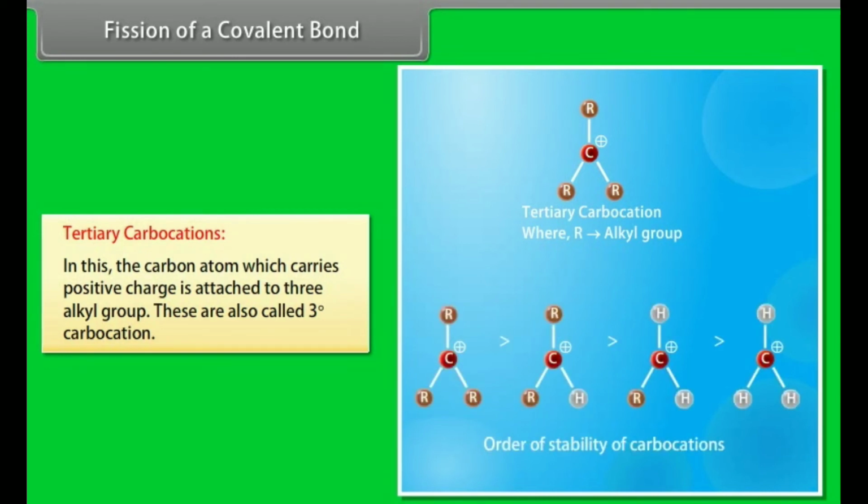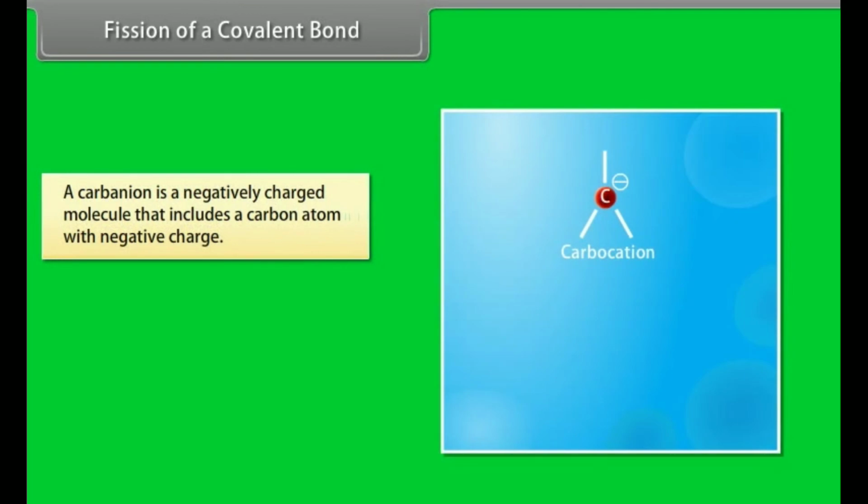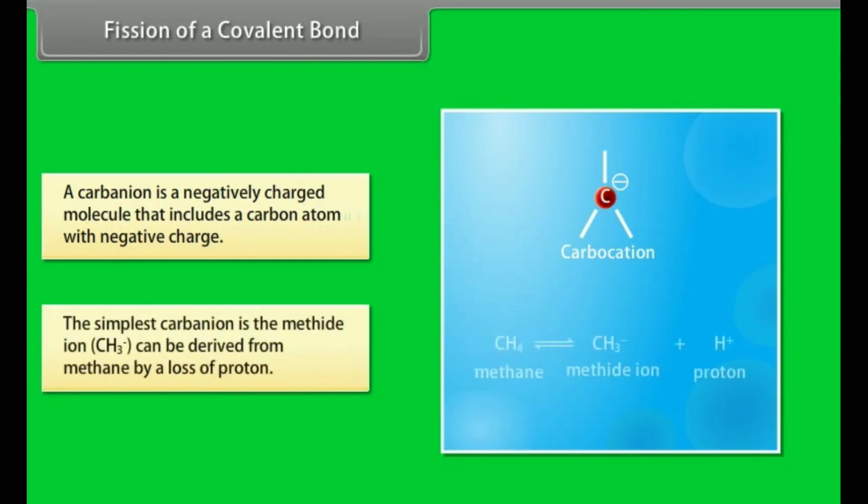Order of stability of carbocations is shown. A carbanion is negatively charged molecule that induces a carbon atom with negative charge. The simplest carbanion is the methide ion, can be derived from methane by a loss of proton.